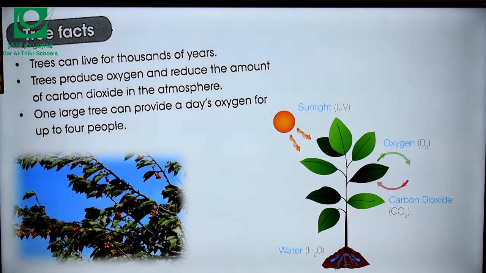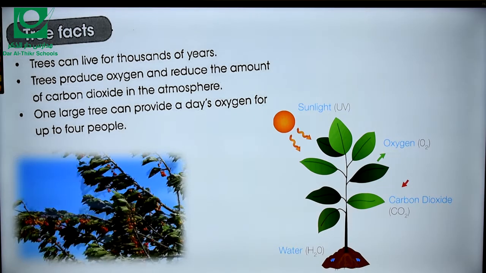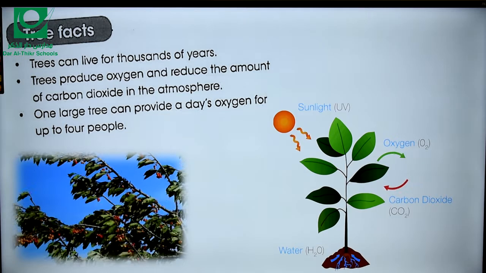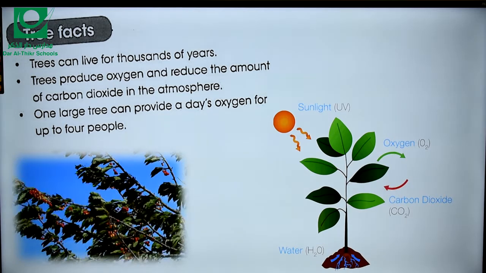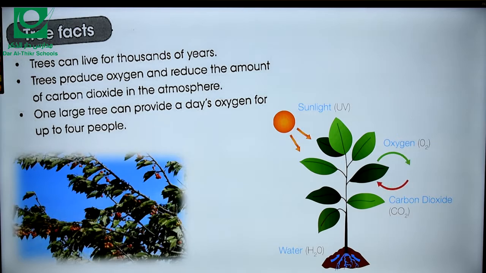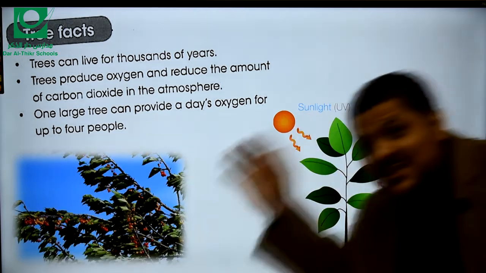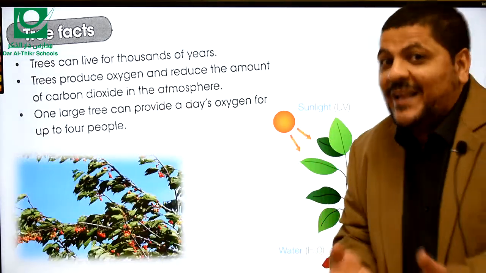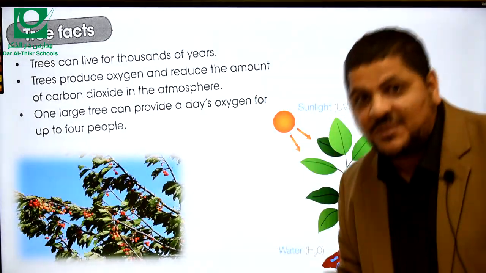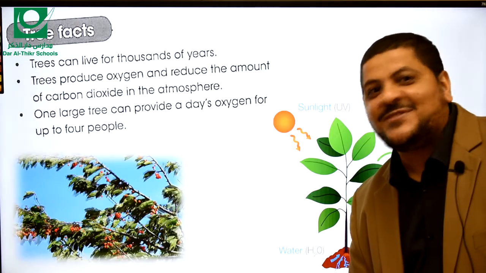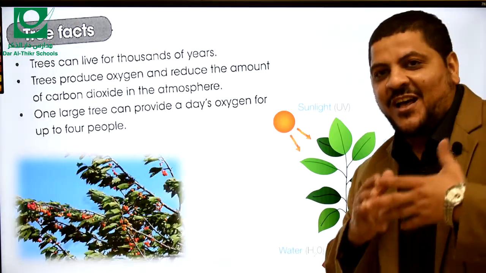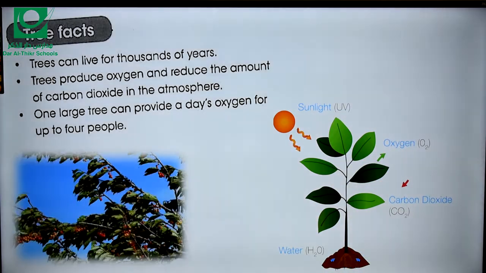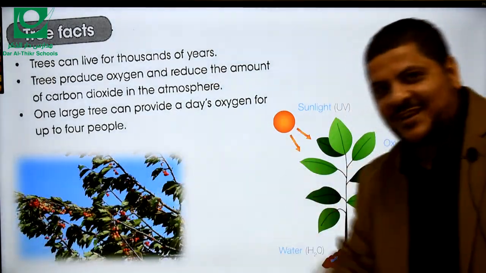Tree facts. Trees can live for thousands of years. Trees produce oxygen and reduce the amount of carbon dioxide in the atmosphere. One large tree can provide a day's oxygen for up to 4 people. So if you plant more trees around your house, you are increasing the number of people who will benefit, and these trees are going to be useful too. Try to help the environment and keep it clean, especially the earth, by planting some trees. If you have 8 people in your family, you need 2 trees, and so on.